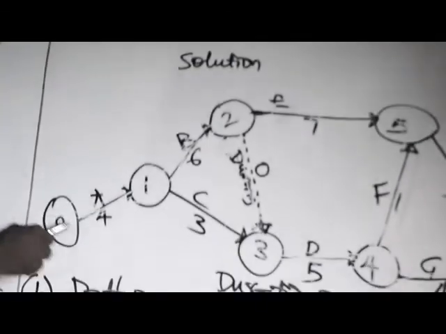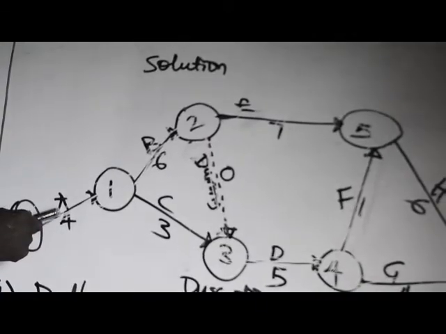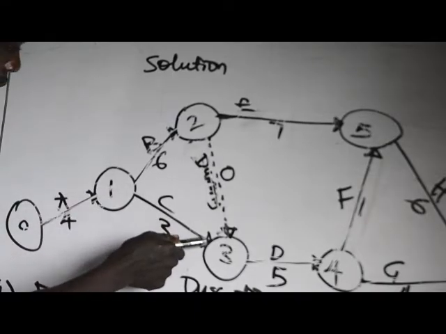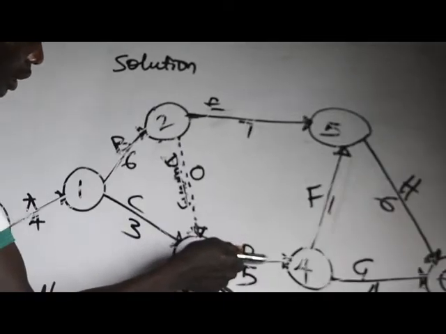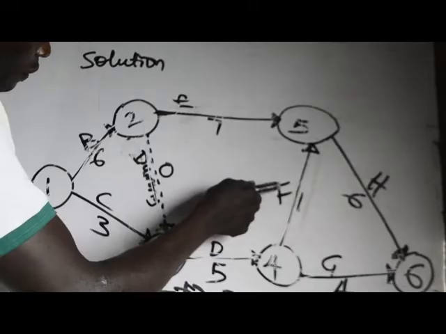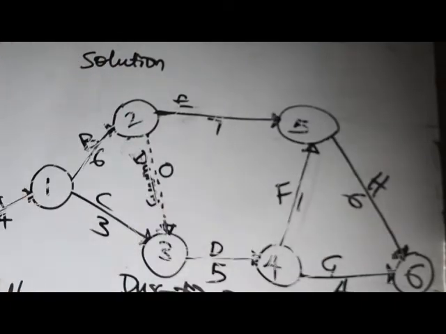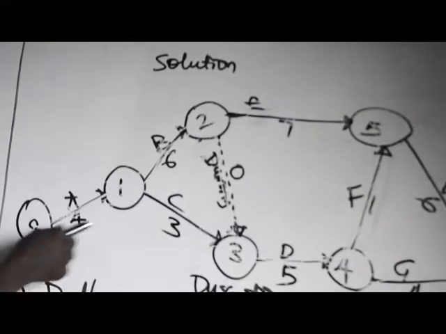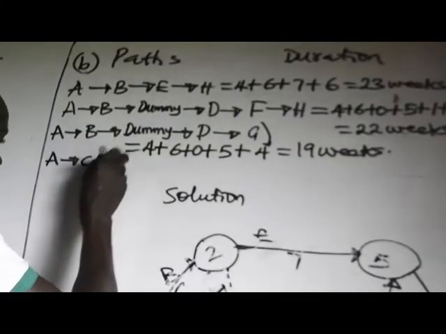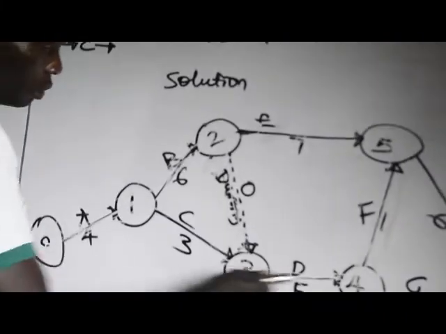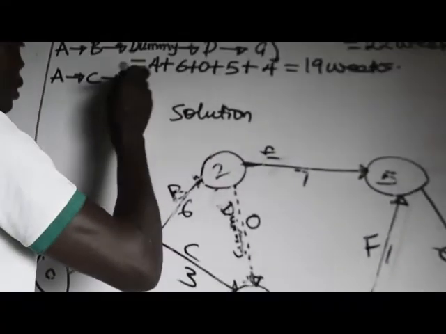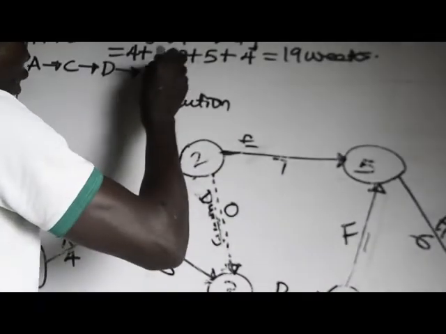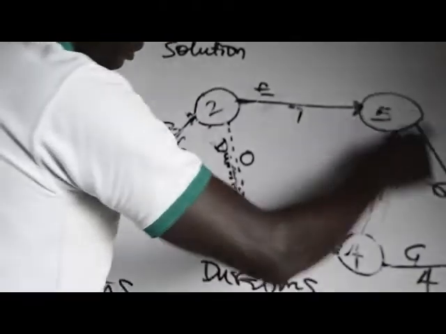Now, you could as well start your journey from A and travel through this route, A to C. C to D, D to F, and F to H. So now let's have that. A to C, C to D, D to F, F to H.